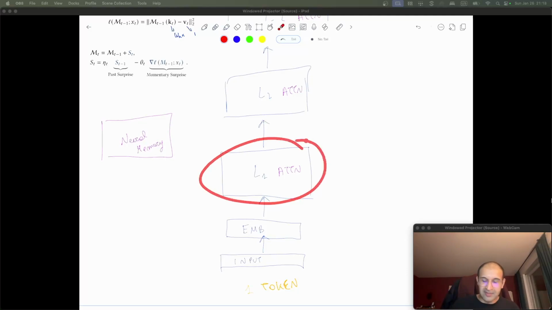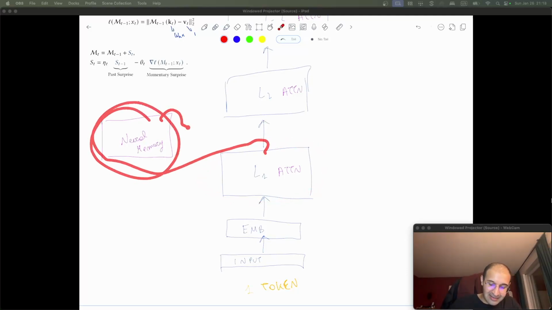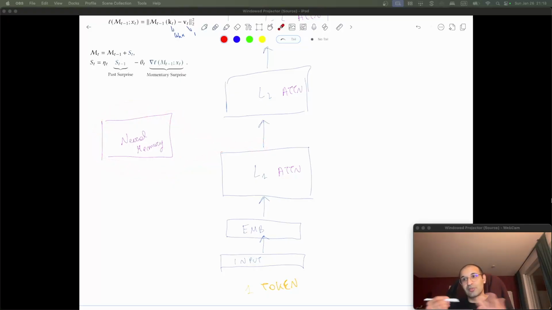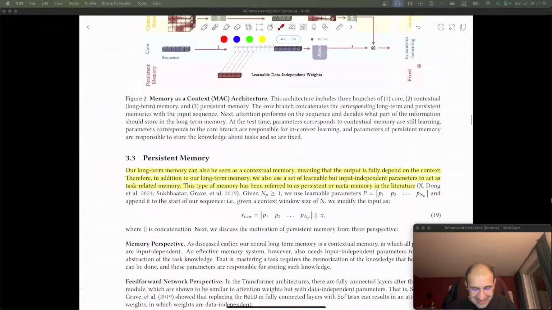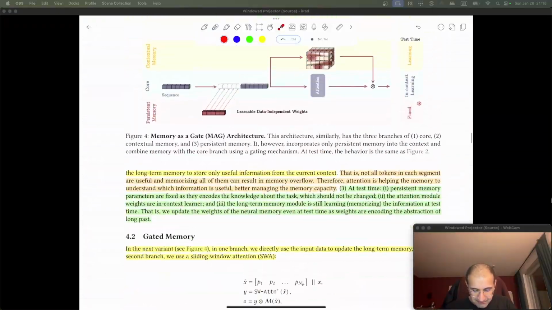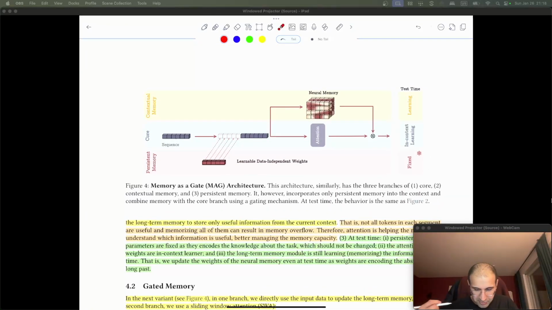I feed it to the first attention layer, take the output of the attention, update it, and combine it with the attention output to get the output of this layer and feed it to the next one. This is the neural memory as context usage. The other usage is memory as a gate, which is this architecture here.